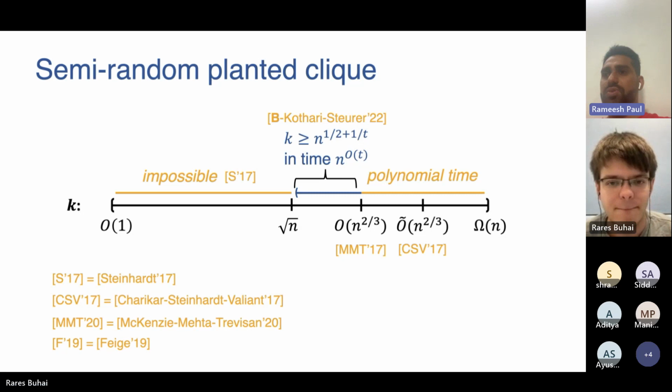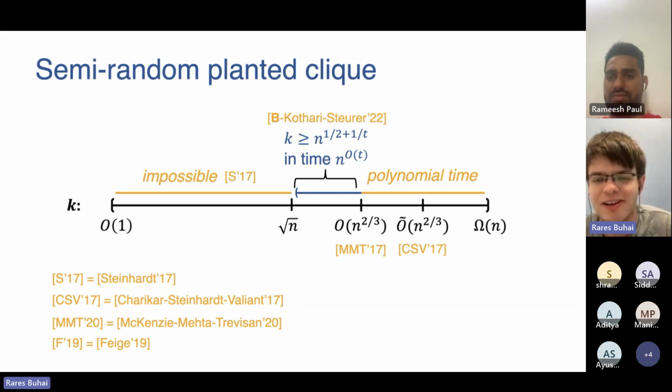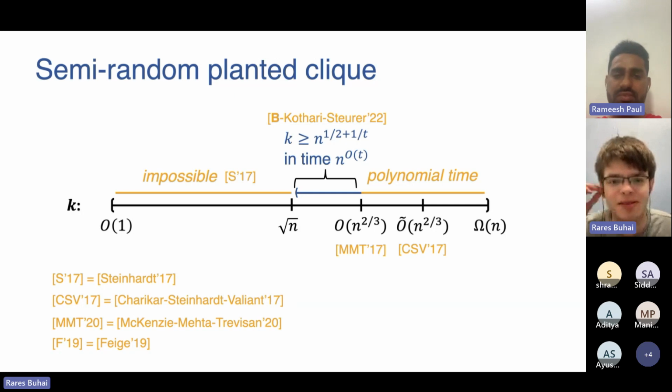So the impossibility also holds for both models, and the algorithm also holds for both models. Yes, our model is stronger. We solve a stronger problem than strictly the problem solved by Steinhardt, and the easier problem is hard. It implies that the harder problem is still hard. Yeah.